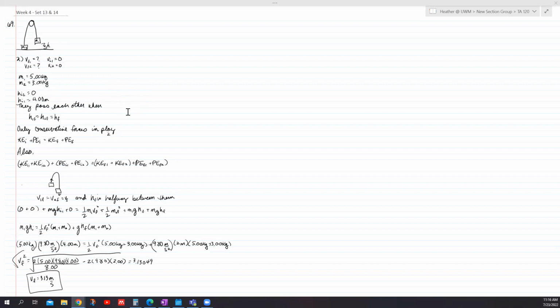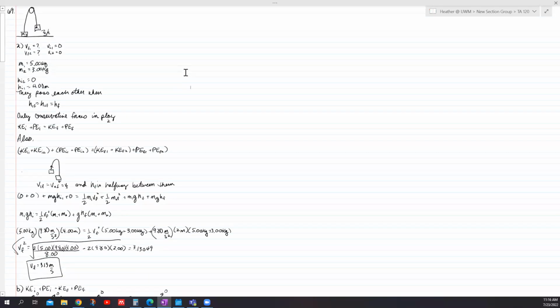We also know we're assuming that they're going to be moving at the same velocity, that mass 2, for instance, is not going to jerk straight up, that they're going to move together. We will see later in the problem that when mass 1 hits the ground or the table, mass 2 continues to go, and we're going to do some calculations with that. So again, we only have conservative forces at play here, just gravity.